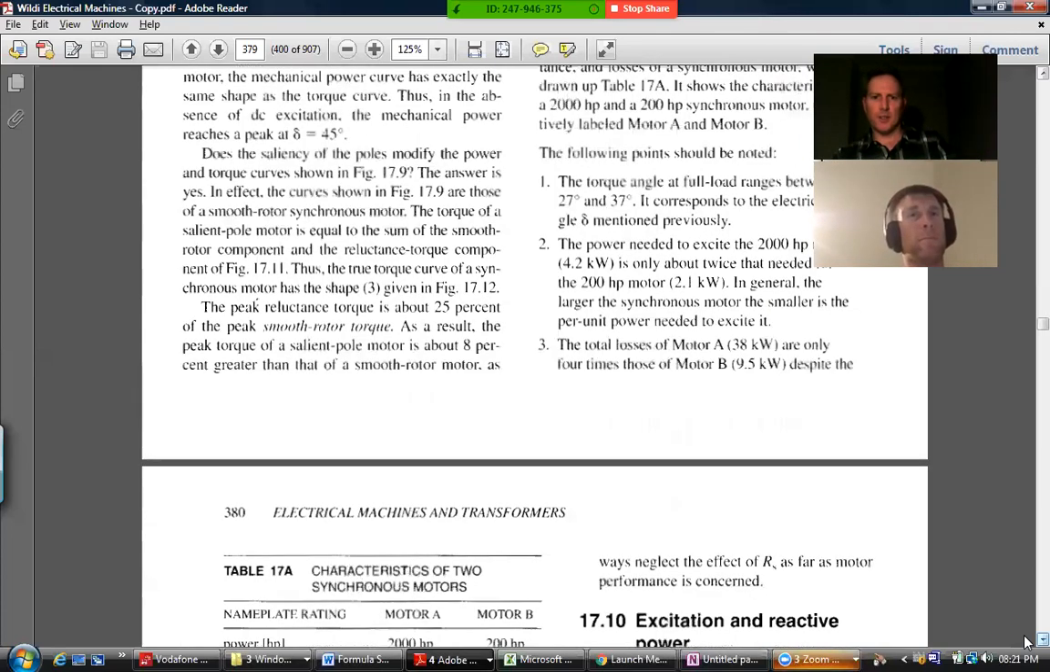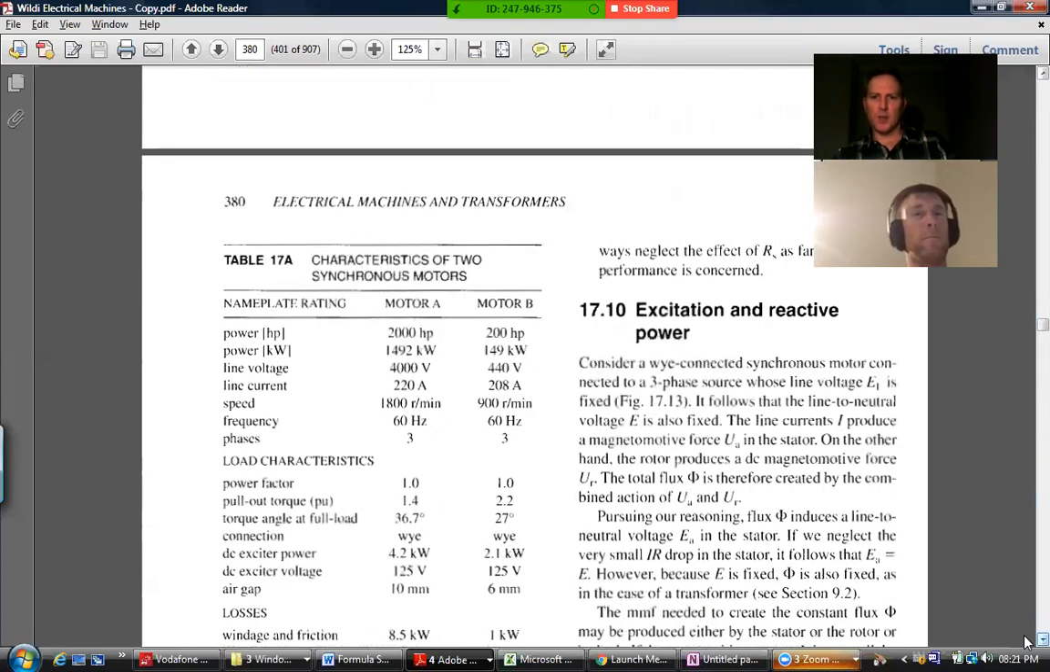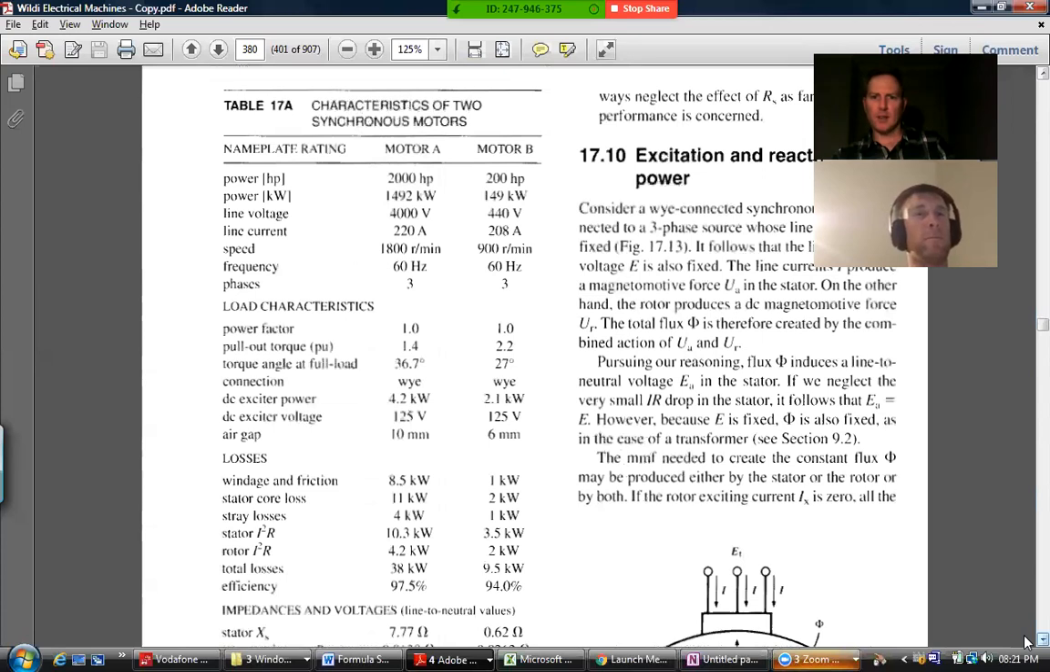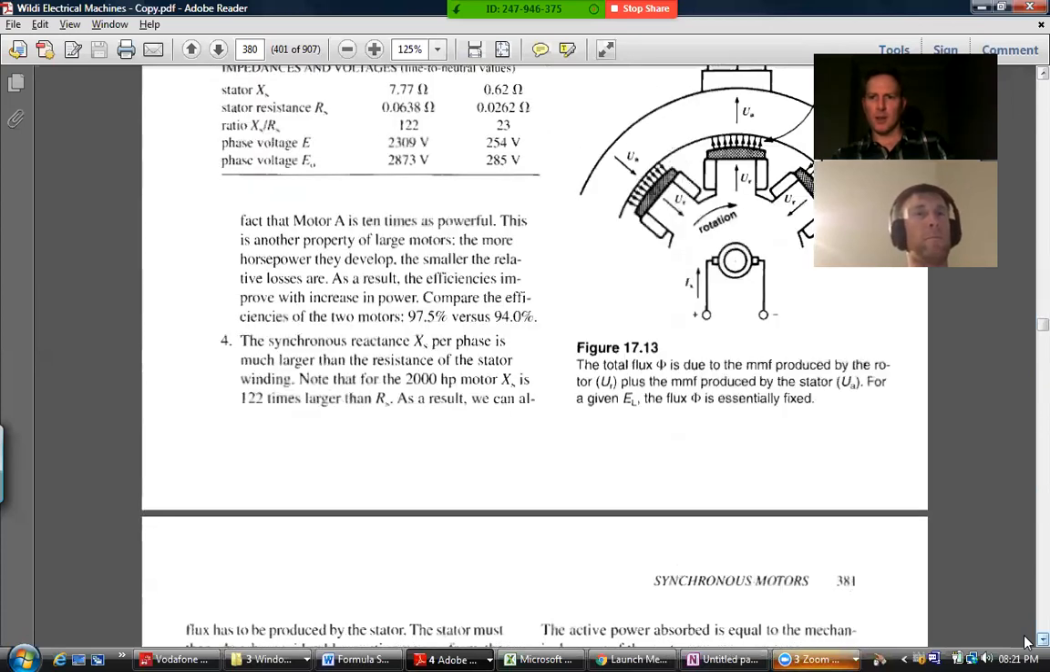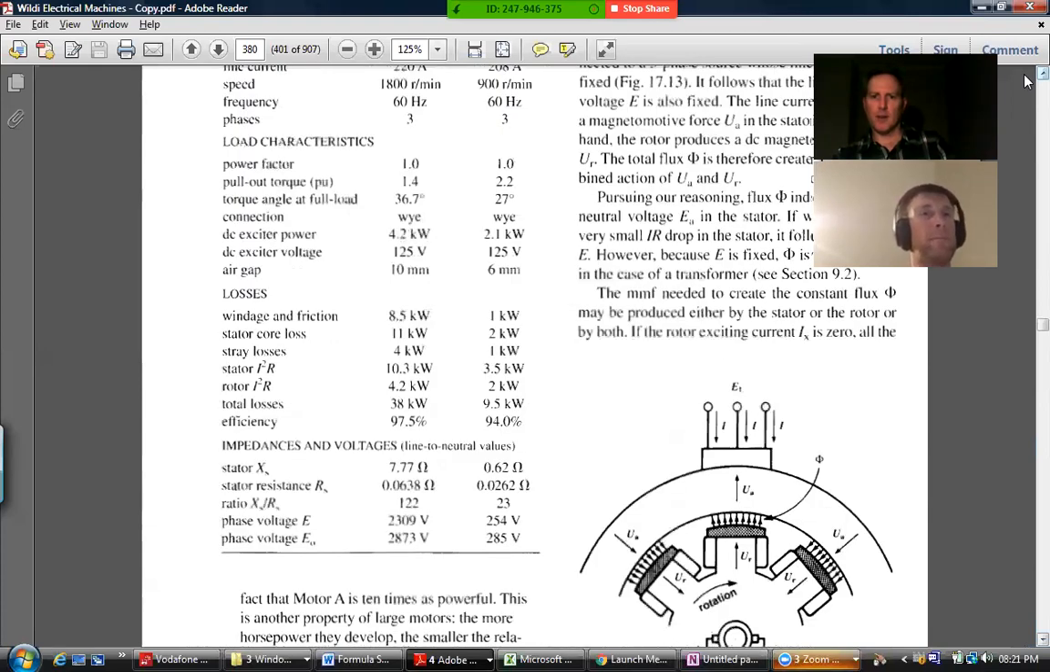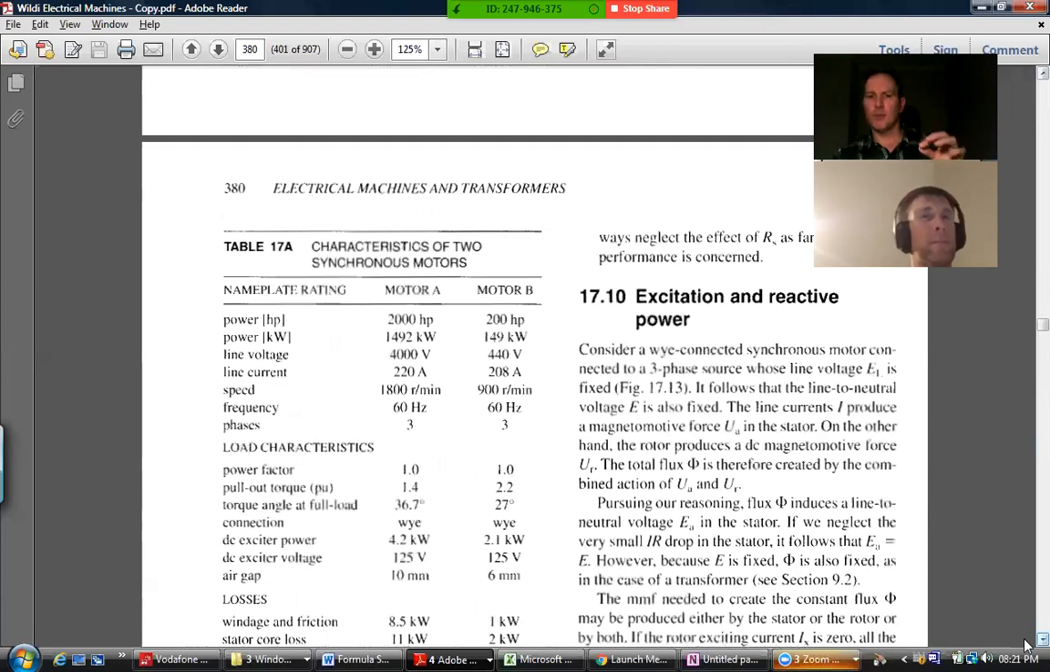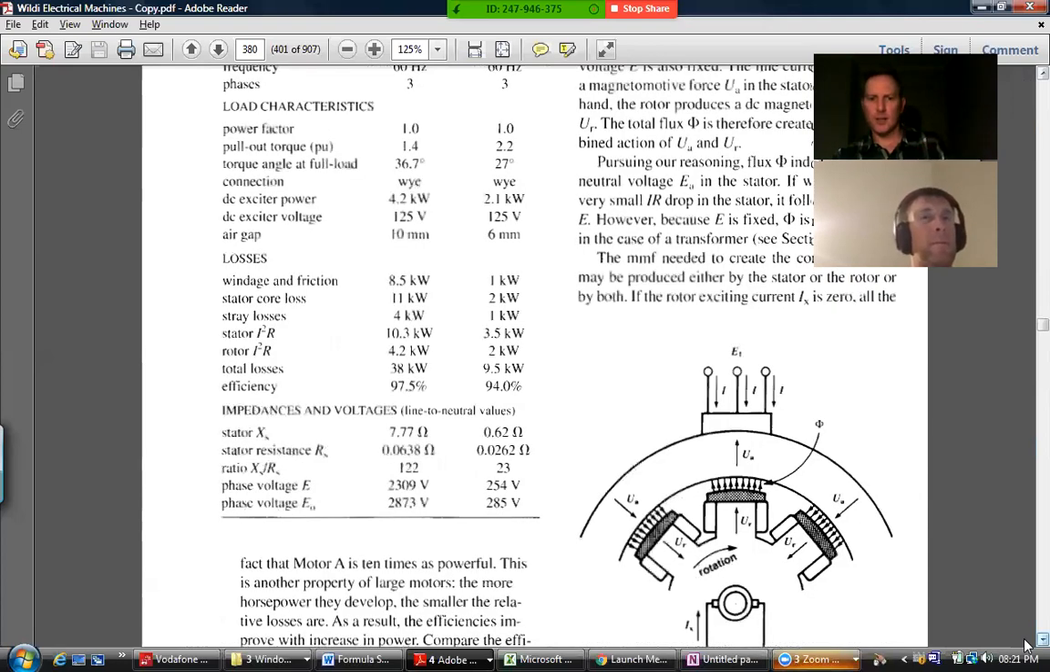Losses and efficiency, don't worry about that specifically. Excitation and reactive power, okay, that's worth a read. Yeah. Excitation and reactive power. We'll obviously look at this a bit more in our block course anyway, so we'll fine-tune this slightly.